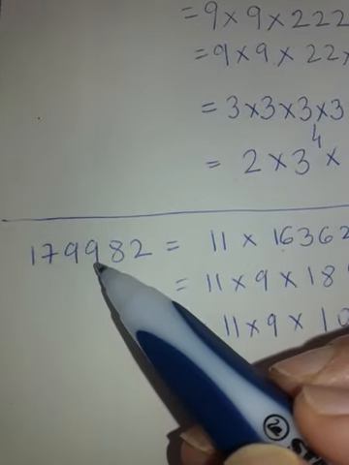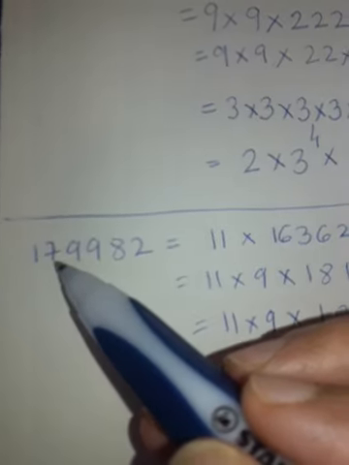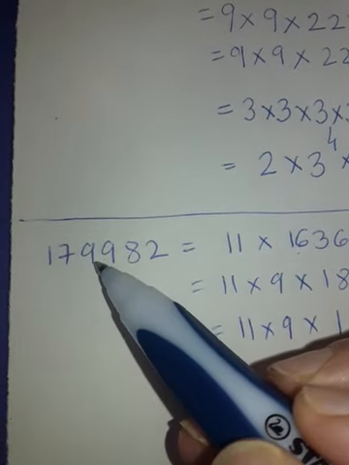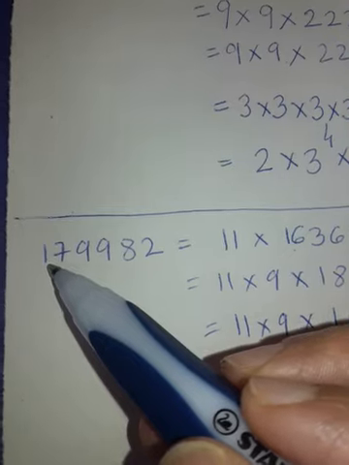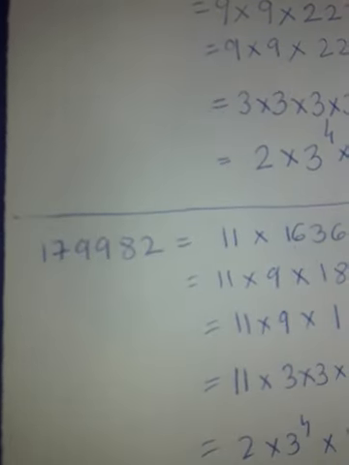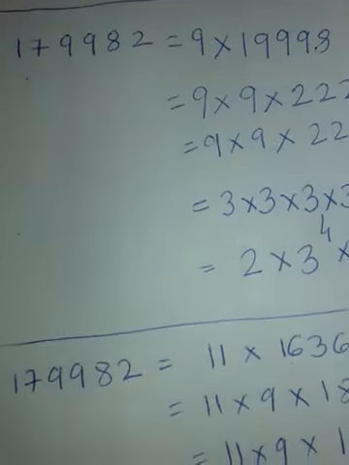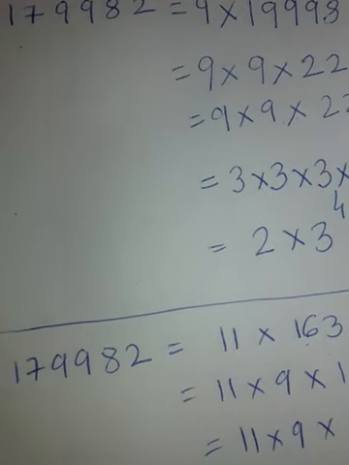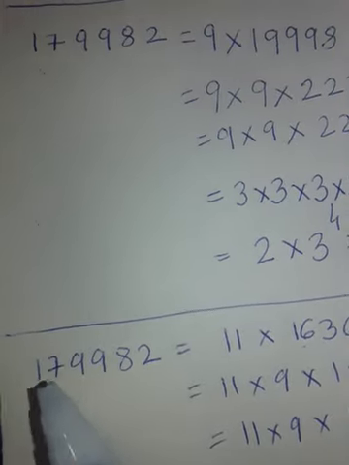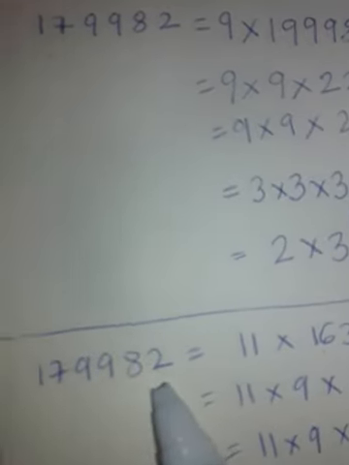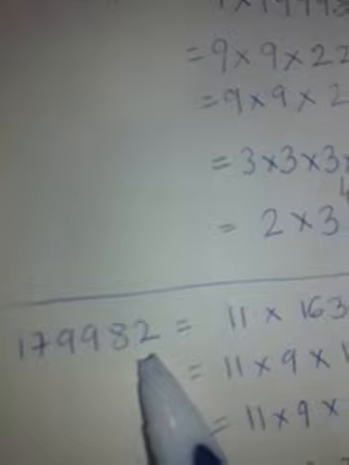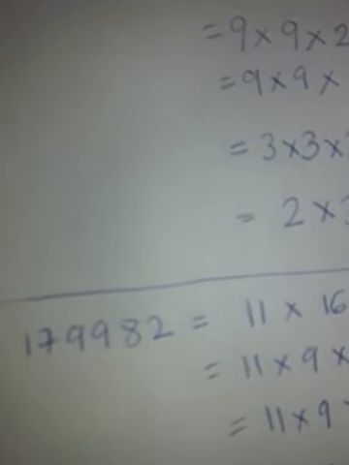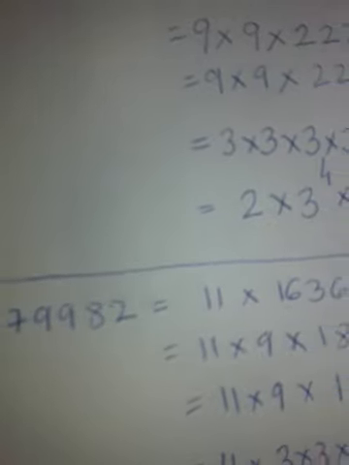2 plus 9 is 11. 11 plus 7 is 18. Remaining alternate numbers are 8 plus 9, 17. 17 plus 1 is 18. So what do we have? We have two sets and both of them have the sum 18. So the difference is 0. That means this number is divisible by 11. If you have forgotten divisibility test of 11, please watch my earlier videos wherein I have covered different divisibility tests.